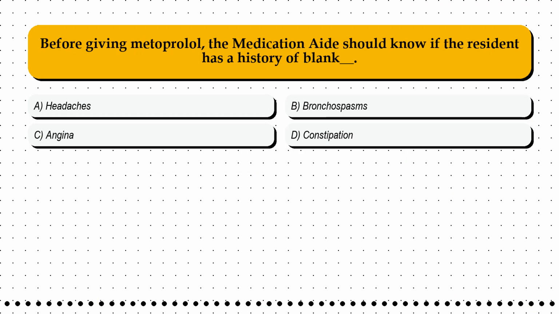Question 263. Before giving metoprolol, the medication aide should know if the resident has a history of blank blank. Option A, headaches. Option B, bronchospasms. Option C, angina. Option D, constipation.